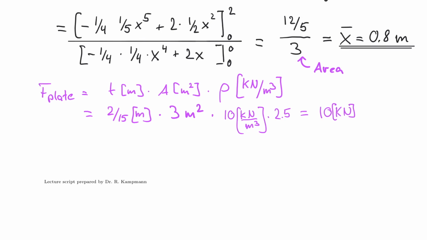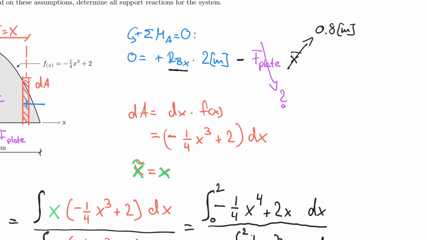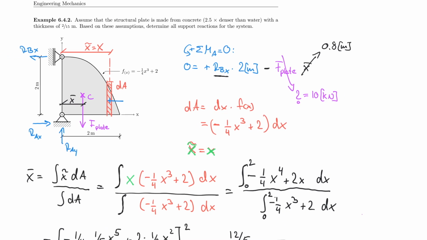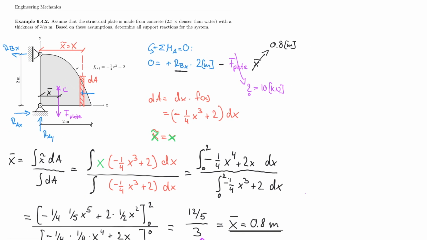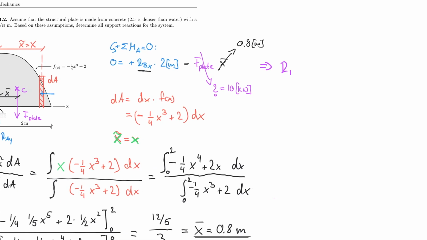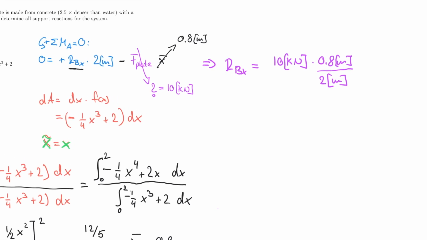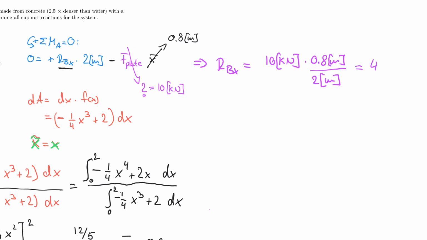And now I can substitute that here. That is equal to 10 kilonewton. And now all I have to do is rearrange this formula, and I'm just going to do that up here because I've written it anyways. So I can say that RBX is equal to 10 kilonewton multiplied by 0.8 meters divided by 2 meters. And when I solve that, I find that my RBX actually happens to be equal to 4 kilonewton.